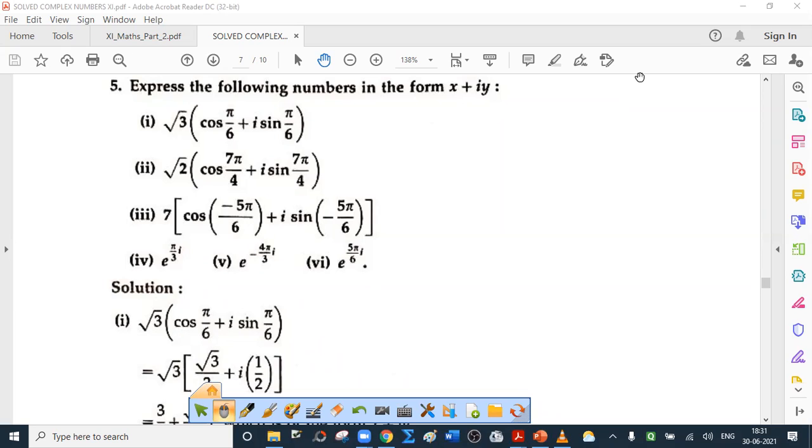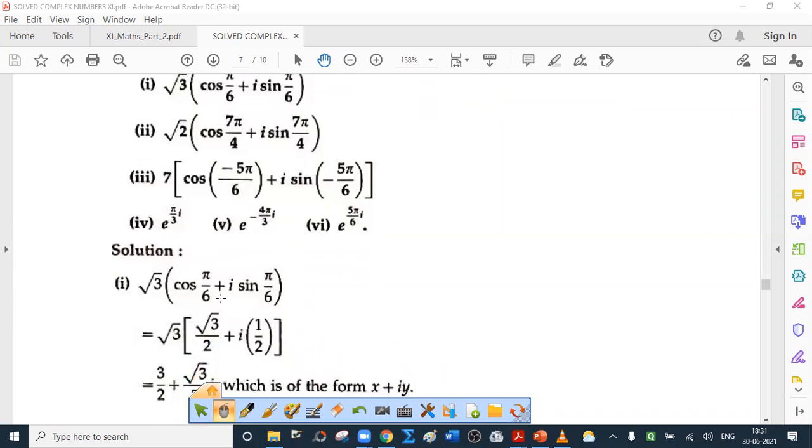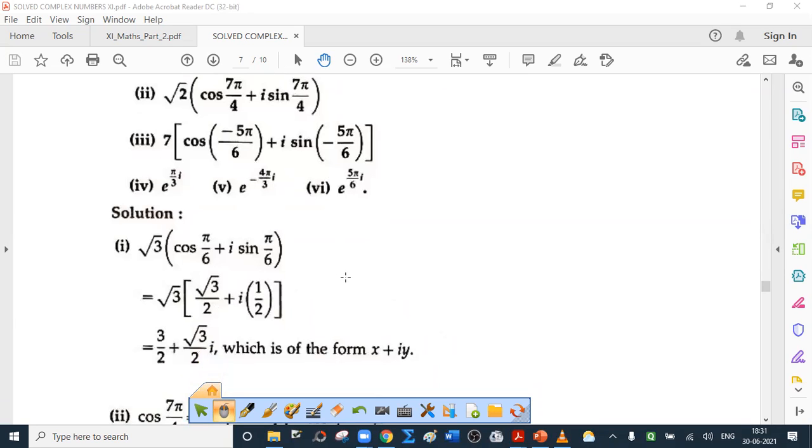First one, root 3 into (cos pi by 6 plus i sin pi by 6). What is pi by 6? 30 degrees. Cos 30 degrees is root 3 by 2, sin 30 degrees is half. Open the bracket to get 3 upon 2 plus root 3 upon 2 i. That's it. So this is the complex number in the form a plus ib or x plus iy.